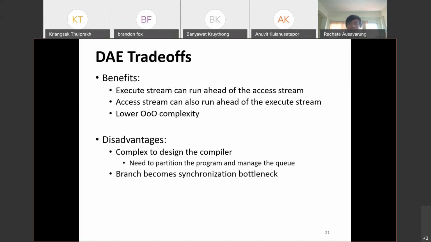Disadvantages are basically that it's complex to design a compiler for this because you need access instructions and execute instructions. You also need to partition the program and manage those queues, right? And branches become a synchronization bottleneck, which can lead to performance degradation. It can be bad for performance.